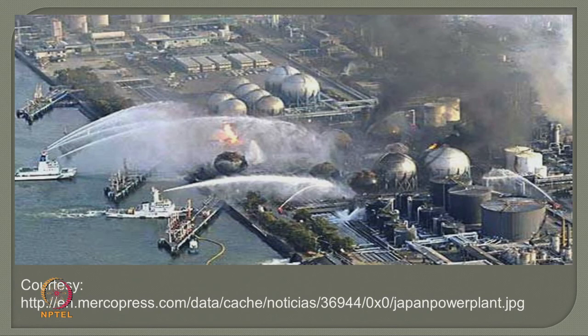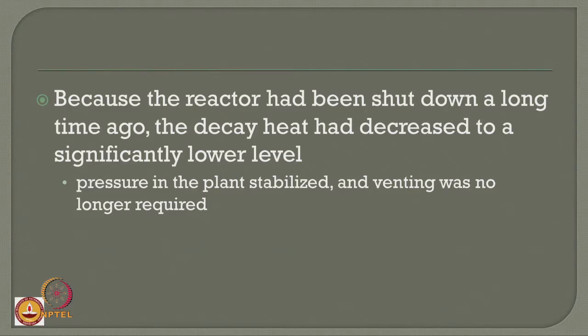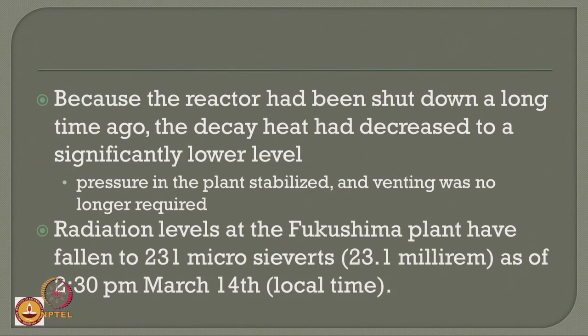So, this is where they are pumping seawater to the plant to control the heat, and because the reactor had been shut down a long time ago, the decay heat had decreased to a significantly lower level, pressure in the plant stabilized and venting was no longer required. That is how this was put to an end by the Japanese intelligence. Radiation levels at the Fukushima plant have fallen to 231 microsieverts, which is equivalent to 23.1 millirem as of 2:30 p.m. March 14 local time.